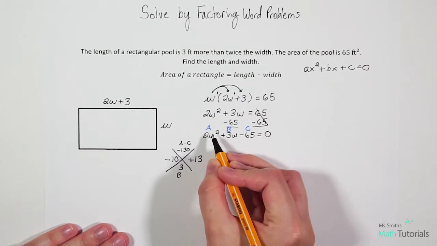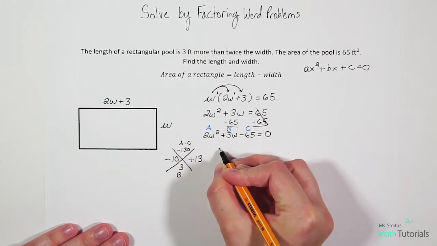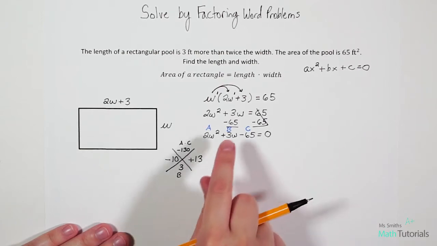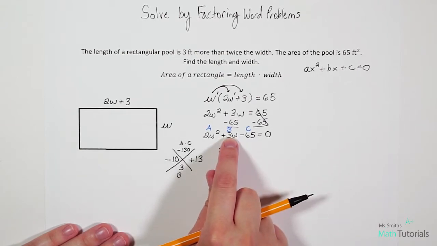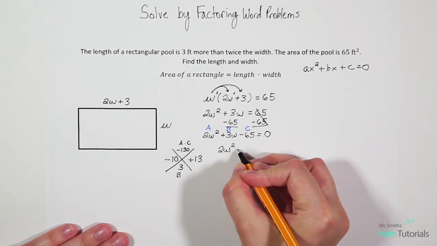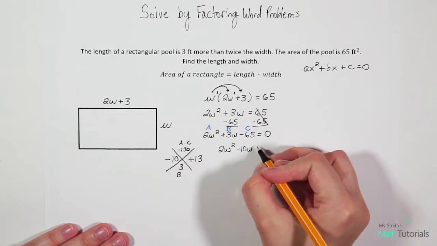So here's what we do. A and our W squared, we just bring down. It's going to stay 2W squared. Our B is going to split up. It's now going to be negative 10W and positive 13W.